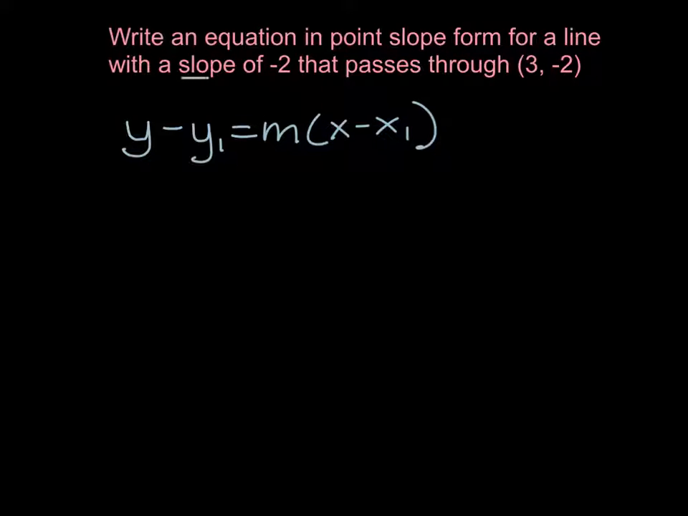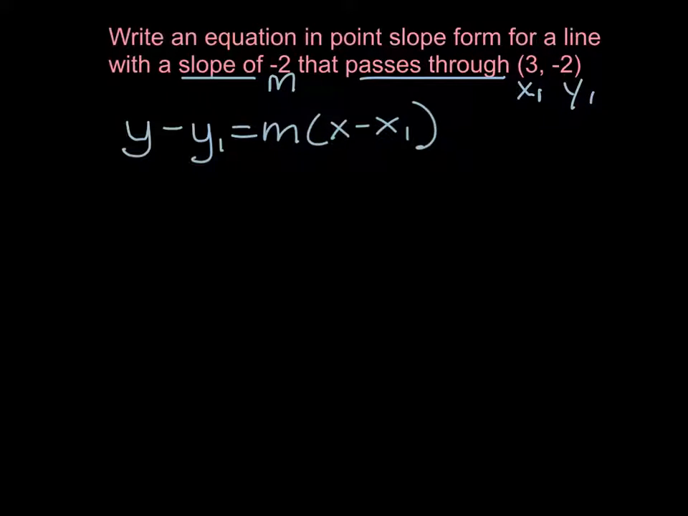Right here it says our line has a slope of -2. We're going to plug in that -2 for m. And then over here we know that it passes through this point, 3, -2. This 3 is going to be x1, and the -2 is going to be y1.